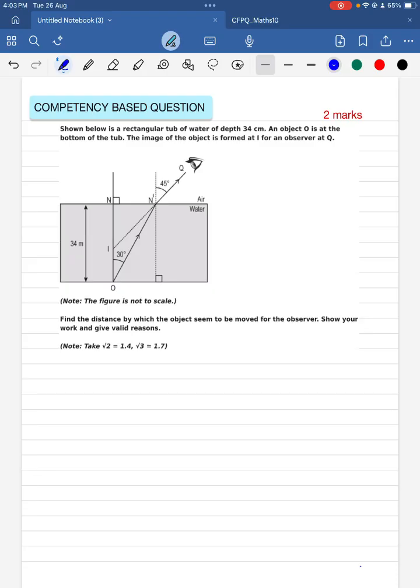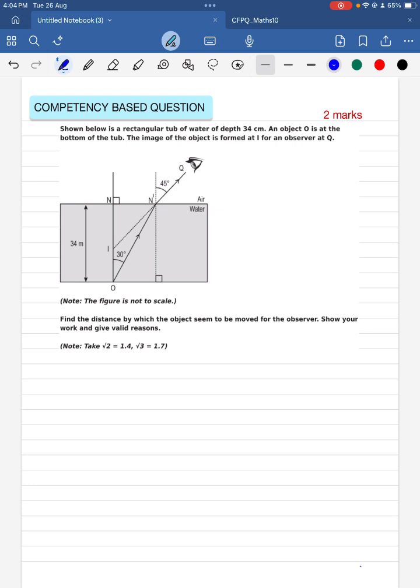In this video, I'll be doing a competency-based question for 2 marks. Let's look at the question. Shown below is a rectangular tub of water of depth 34 centimeter. An object O is at the bottom of the tub. The image of the object is formed at I for an observer at Q. Find the distance by which the object seemed to be moved for the observer. Show your work and give valid reasons.